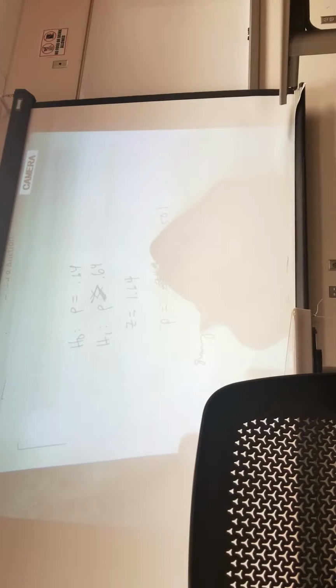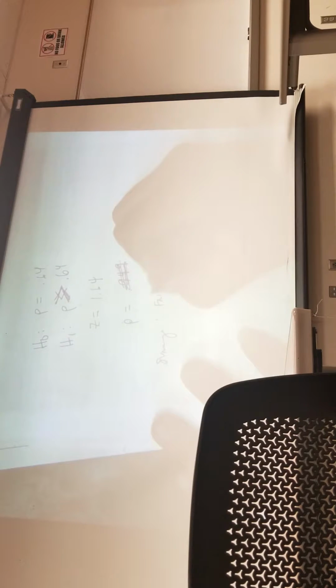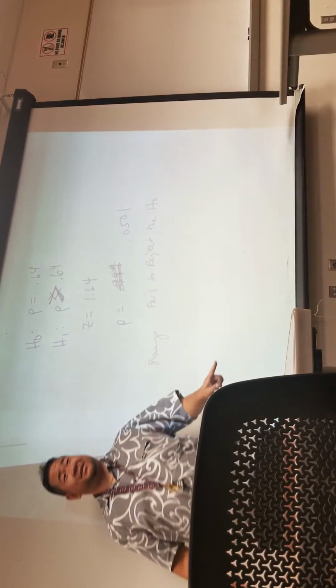Now I need my summary, and I need 3 parts to the summary. This is very important for this chapter and the next one. The summary needs 3 parts. You're going to fail to reject or you're going to reject. When the p-value is greater than the alpha, in this case barely, by 0.0001, it is greater. We are going to fail to reject the null hypothesis. That's the first statement you need.